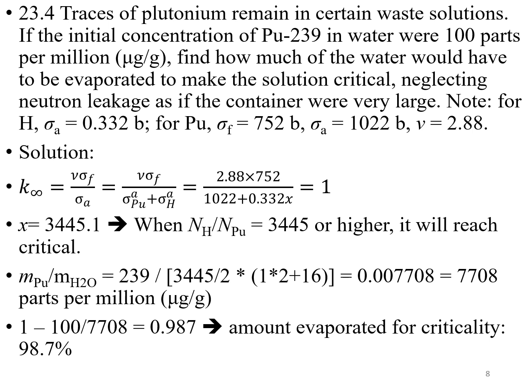Traces of plutonium remain in certain waste solutions. If the initial concentration of plutonium-239 in water were 100 parts per million, and this is the mass ratio, find how much of the water would have to be evaporated to make the solution critical, neglecting neutron leakage as if the container were very large.